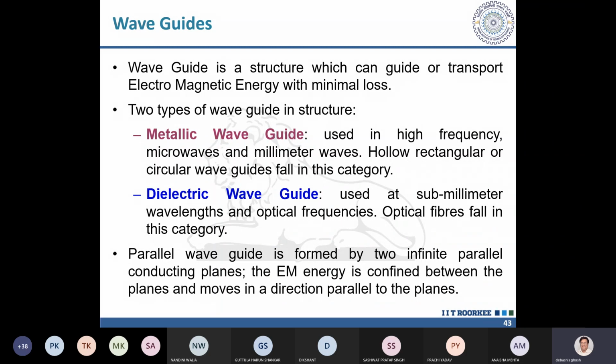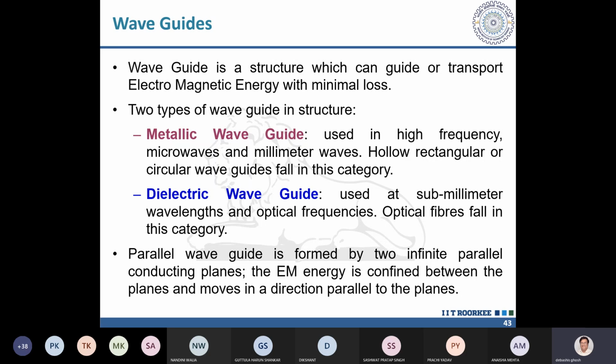Okay, so anyway, just some basic idea about waveguide. What is a waveguide? It is a structure which can guide or transport EM waves with minimal loss. So that was the problem with the transmission line. Okay, we have seen that there is some attenuation and hence there will be power loss.